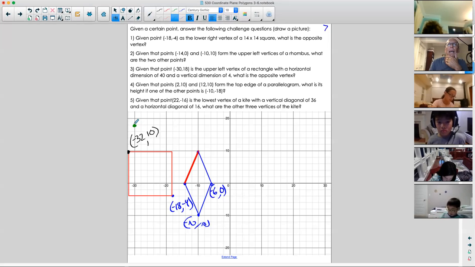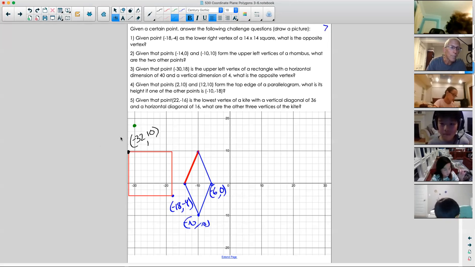Now, the next challenge says that a given point, -30, 18, I'm going to make that in green, is the upper left vertex of a rectangle with a horizontal dimension of 40 and a vertical dimension of 4. What's the opposite vertex? Now, I'm not going to draw it. You guys have to, and I strongly recommend that you use a ruler. Because trying to draw a line that is 40 units long is not going to be easy. Well, at least it's not easy for me, I'll tell you that.